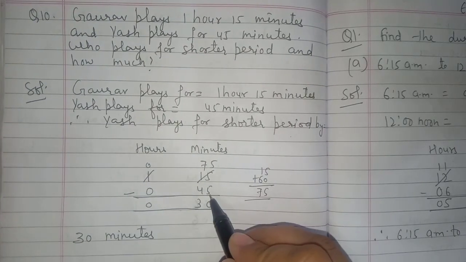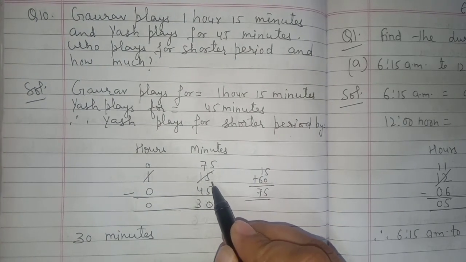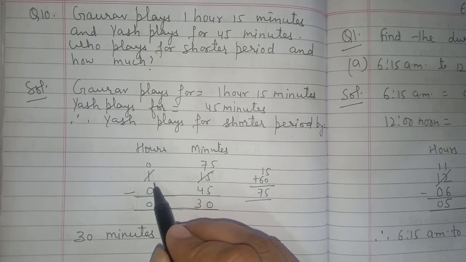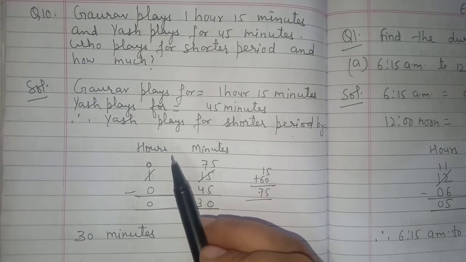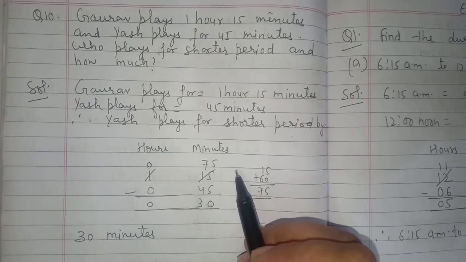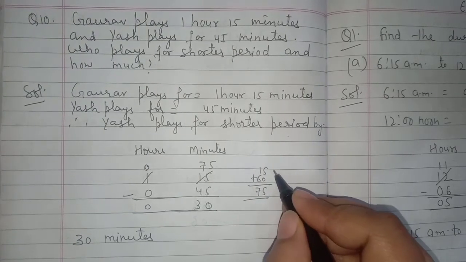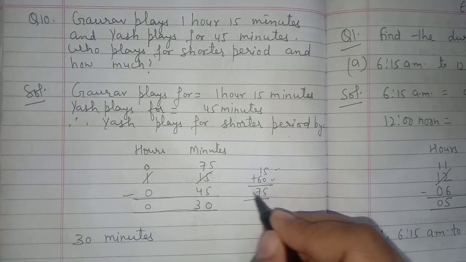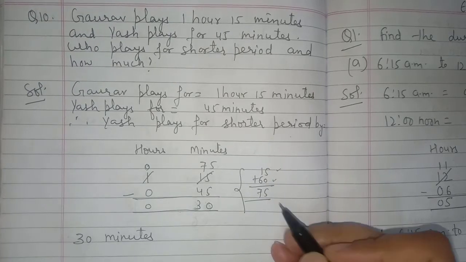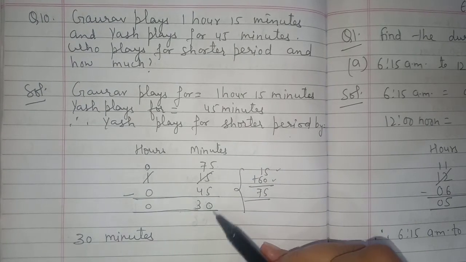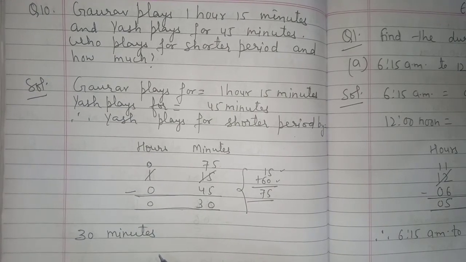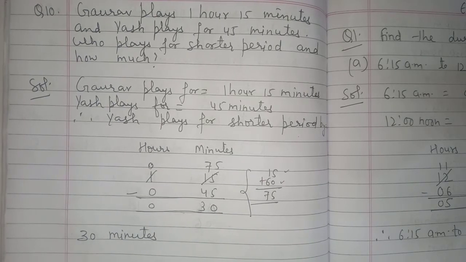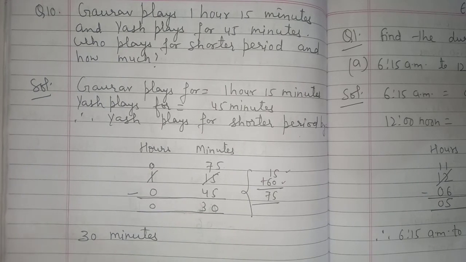So let's see. Can we subtract 45 minutes from 15 minutes? No. So we need to borrow. So this 1 hour will become 0 hours, and this 1 hour will be written here in the minutes column as 60 minutes. So 15 minutes we are already having. We will add 60 minutes to it. So it will become 75 minutes. Now 75 minus 45 is 30, and here we have 0. So he plays shorter for 30 minutes. Who? That is Yash. Yash plays shorter for 30 minutes.